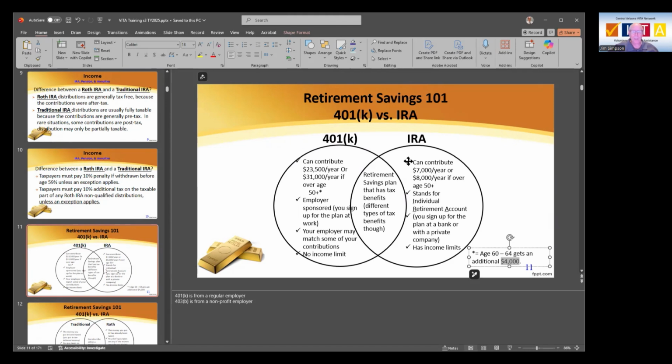Now, IRAs have lower contribution limits. It's $7,000 a year or $8,000 a year if you're over 50. Those are called catch-up contributions. Once you're over age 50, they're called catch-up contributions. The traditional IRA will have income limits, so you've got to be careful of that, whereas your work-sponsored plan doesn't have any income limits.